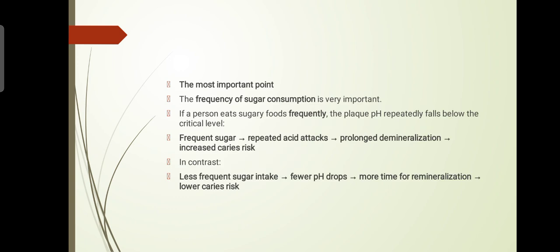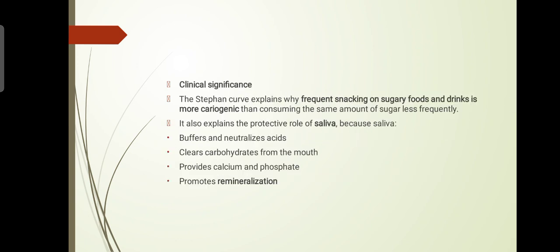Now the most important point is that the frequency of sugar consumption is very important. If a person eats sugary foods frequently, the plaque pH repeatedly falls below the critical level, and then there will be repeated acid attacks and prolonged demineralization and increased caries. In contrast, less frequent sugar intake will result in fewer pH drops and more time for remineralization and lowers risk of caries. The clinical significance of Stephan curve is that it explains why frequent snacking on sugary food and drinks is more cariogenic than consuming the same amount of sugar less frequently.